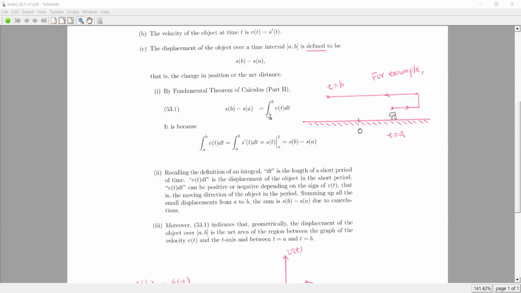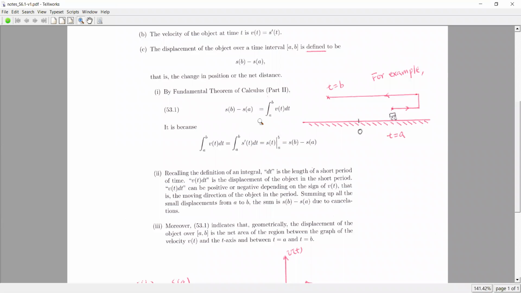Now, sum up all the displacements from A to B. Some displacements are positive, some are negative. So when we sum up all the displacements, cancellations occur. Because of the cancellations, the result of this sum is just this. This is the displacement of the object on the time interval from A to B.